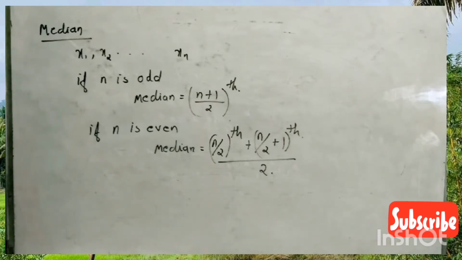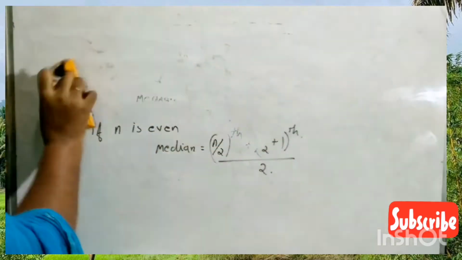Now we are going to discuss about the median of grouped data. Before that, we need to discuss what is cumulative frequency distribution of the less than type and more than type. For that, I am going to take one example.